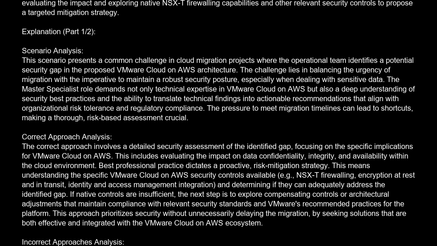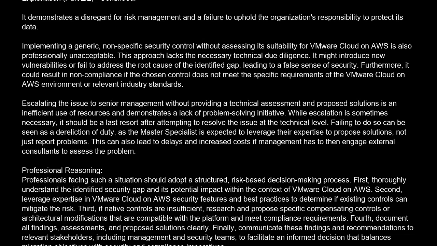Incorrect approaches analysis. Ignoring the identified security gap and proceeding with the migration without further investigation is a critical regulatory and ethical failure. This directly violates the principle of due diligence in security and could lead to breaches of data protection regulations, such as those governing the handling of sensitive information. It demonstrates a disregard for risk management and a failure to uphold the organization's responsibility to protect its data.